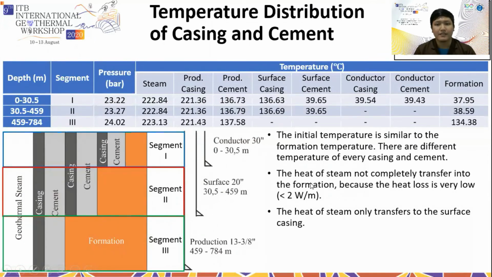From the result, the heat of steam is estimated not to completely transfer into the formation because the heat loss is very low, or less than 2 watt per meter, and the heat of steam is estimated to only transfer to the surface casing. It is shown that the temperature difference of surface casing and surface cement is large, and the temperatures of surface cement, conductor casing, and conductor cement are close to the formation temperature.